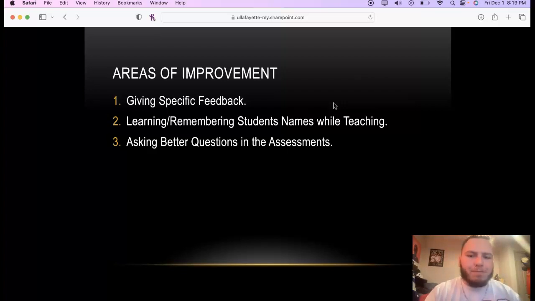And then three, honestly, just asking better questions in assessments, like getting down to what I actually need, and asking more specific questions. That way I can know how I can better help the students.